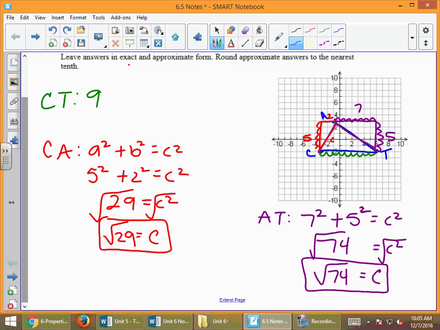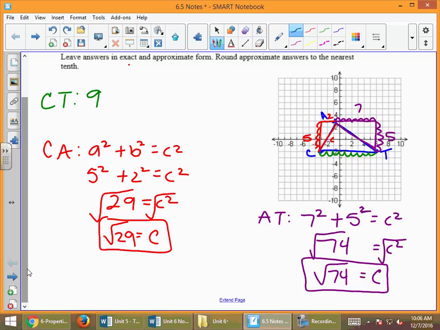If your calculator gives a long decimal, we don't need to round it. That's the exact answer. No perfect squares go into 29, no perfect squares go into 74, so we just leave it. We'll have another example. If a perfect square could go into it, then you have to simplify. So then, again, to find the perimeter, what do we do with all the sides?